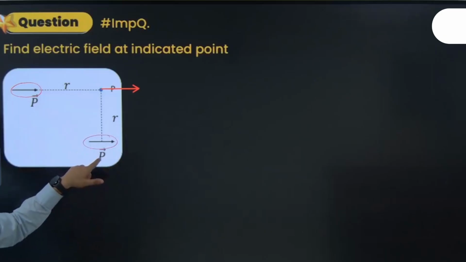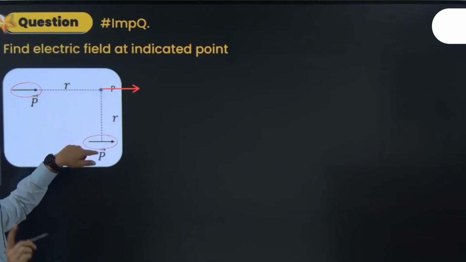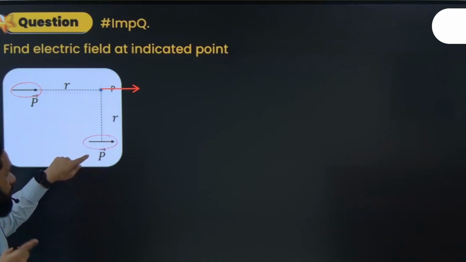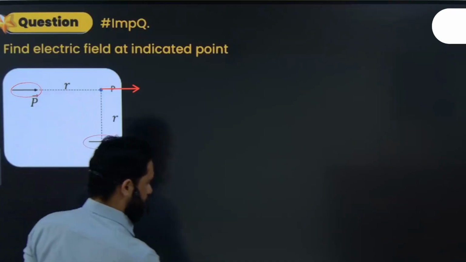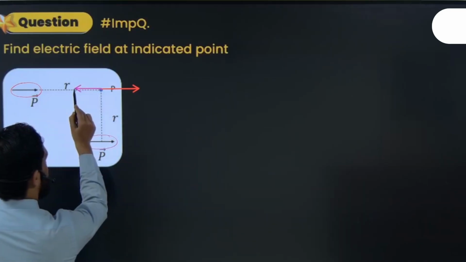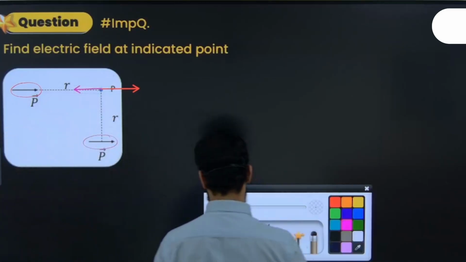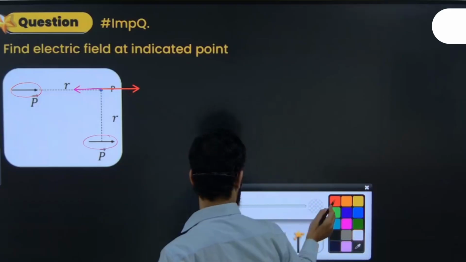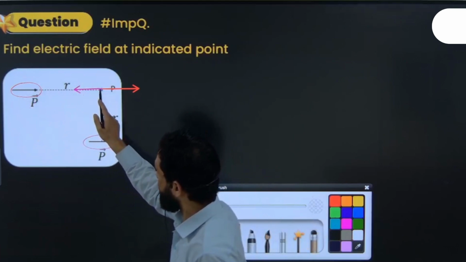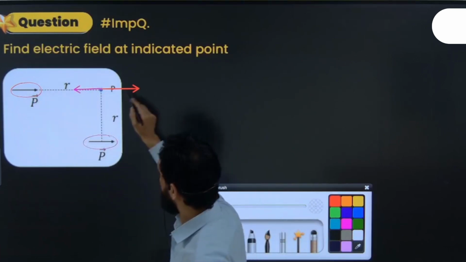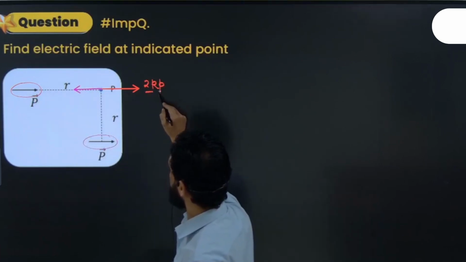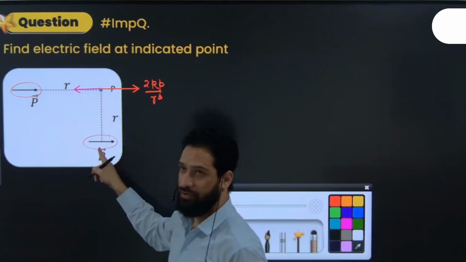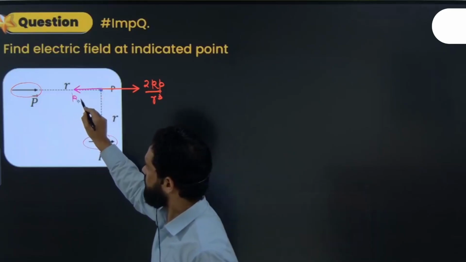I am denoting it with pink color. So this is the dipole. Now this line is the equatorial line for the second dipole. So for this second dipole, where is the field? It will be opposite to it. So I am using opposite. What is the magnitude? The first one, denoted by the red color, is on the axial line of this dipole and the distance is r, so we write down 2kp by r cube. And the second one, since it is on the equatorial line at a distance r, we write down only 1 times kp by r cube.